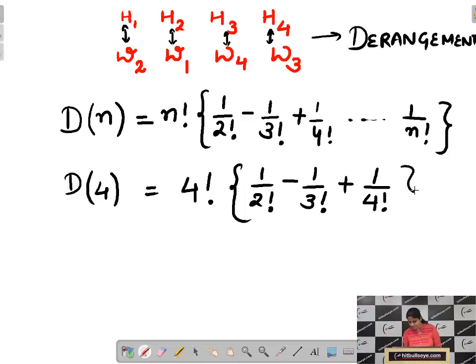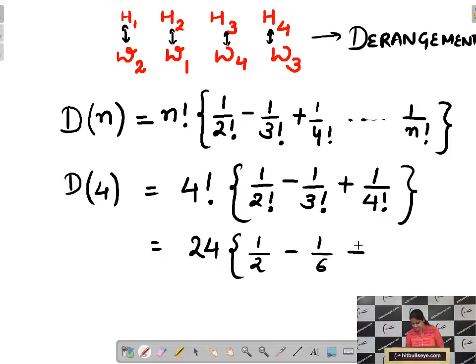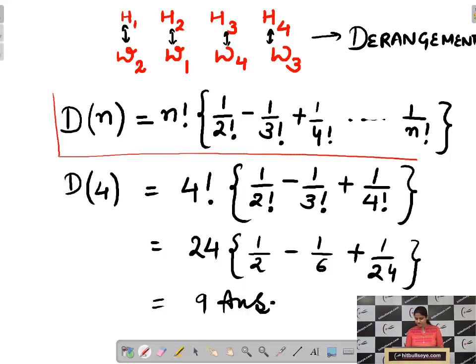We will stop at 4. 4 factorial comes out to be 24. So 24 into 1 by 2 minus 1 by 6 plus 1 by 24. If you solve it, you will get 9 as the answer. So you should remember this formula, which is the derangement formula.